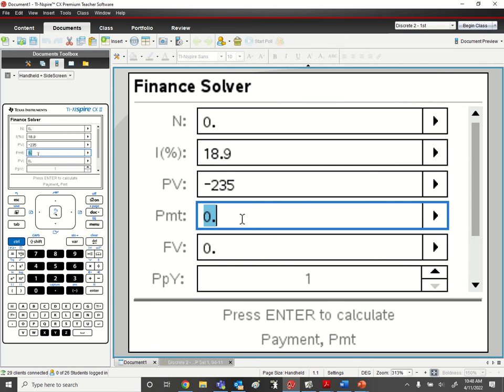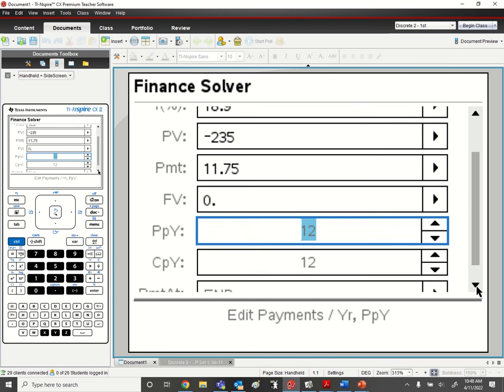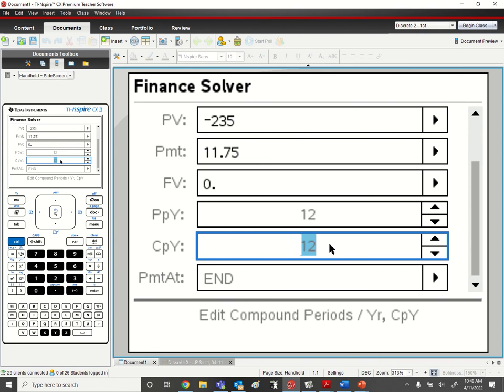Payment amount, how much am I paying? What's my monthly payment? 11.75. My final value? What do I want my final value to be? What do I want my end value to be? 0. I want it to be 0. Now, right here it says payments per year. How many? Since this is a credit card, we pay it monthly. It's going to be 12. And this is always going to match my payments per year and my compounded per year. That means how often I pay interest. Also, payment is always going to be set for end for these problems.